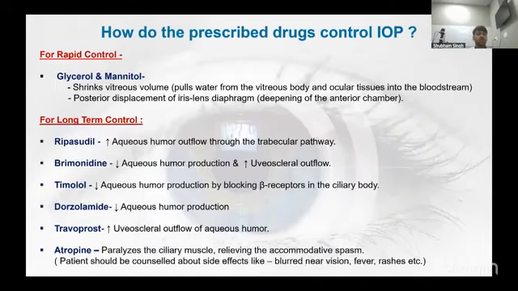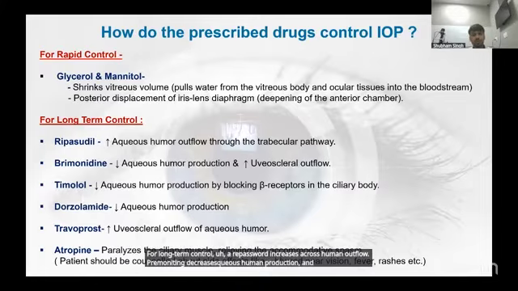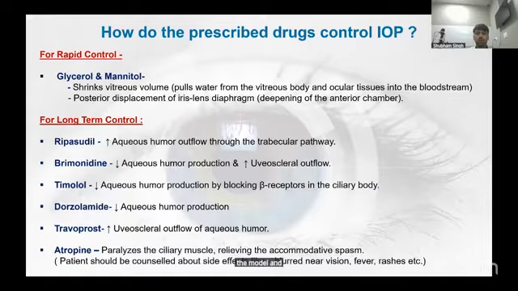Glycerol and mannitol shrink vitreous volume, which causes posterior displacement of the iris-lens diaphragm. That is how they rapidly control IOP. For long-term control, ripasudil increases aqueous humor outflow, and brimonidine decreases aqueous humor production and increases uveoscleral outflow. Timolol and dorzolamide decrease aqueous humor production, and atropine paralyzes the ciliary muscle, relieving the accommodative spasm.